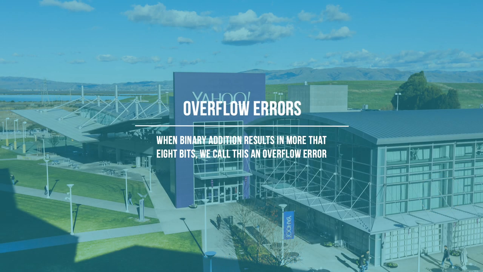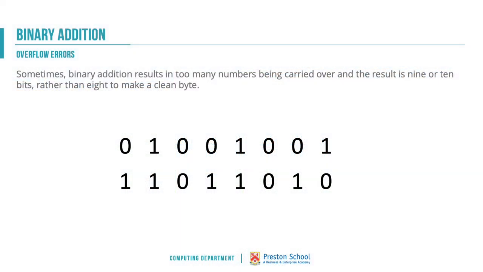Next, we've got this idea of overflow errors, and some of you may already have the question in your head: what happens if I carry a 1 across in the final column? Well, that is called an overflow error. That is when a binary addition results in more than 8 bits, meaning the final bit overflows outside of the byte that we're working with. That will make more sense in this example.